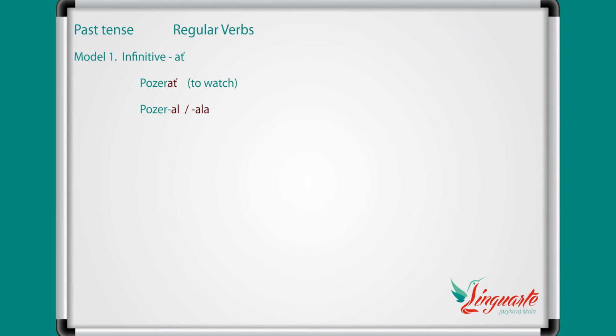First, we have the verbs with infinitive ending with ať, like pozerať. To conjugate them, we need to eliminate the ending ať in pozerať, then we add the ending al for masculine or ala for feminine. In the singular form, alo for the neutral gender and ali for the plural forms. To this, we need to add the form of present tense of the verb byť, to be, for each different person. Then we say pozeral som, pozerala som, meaning I watched.